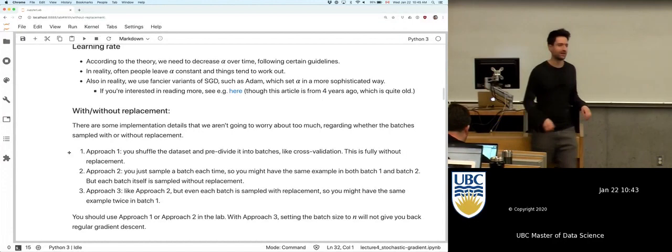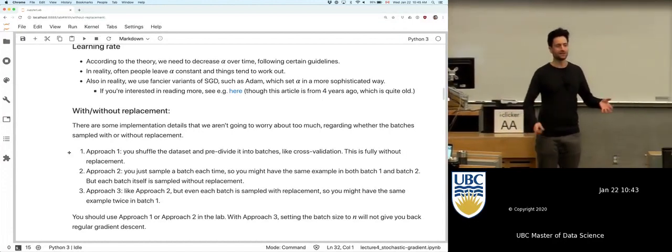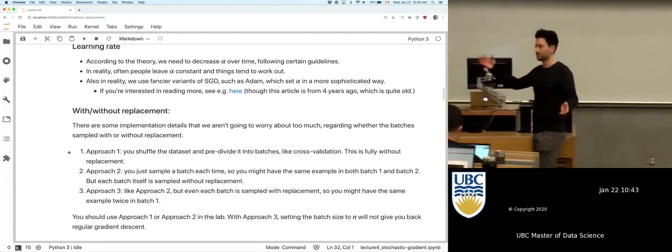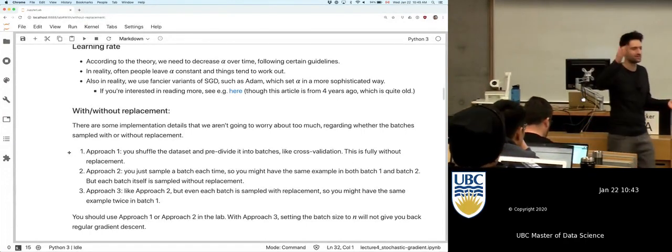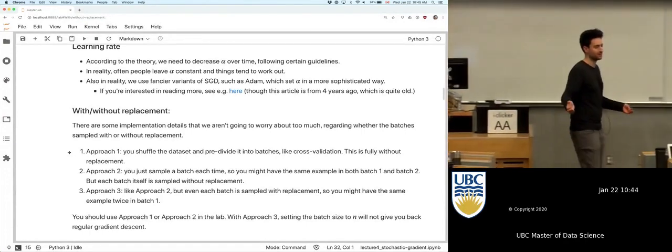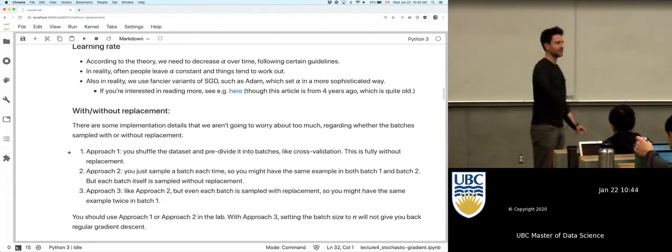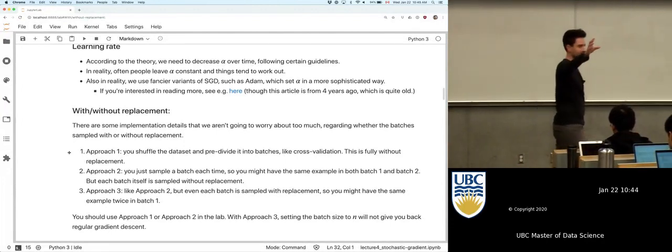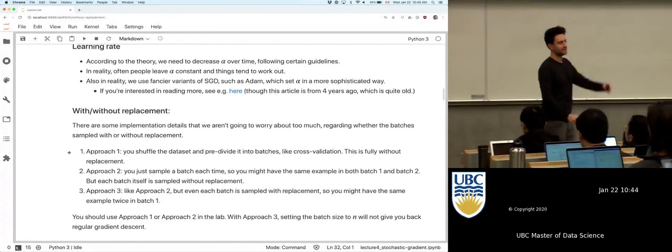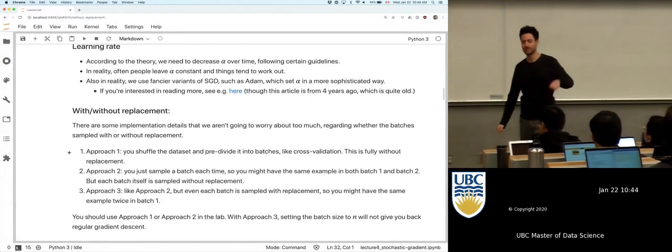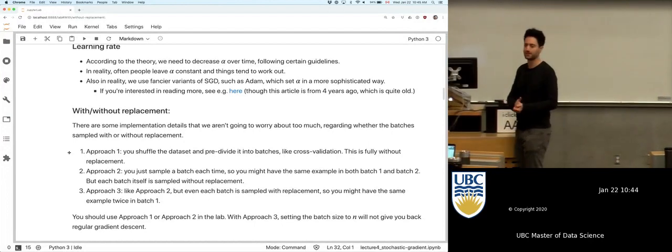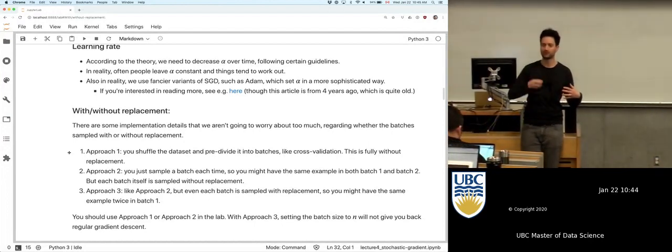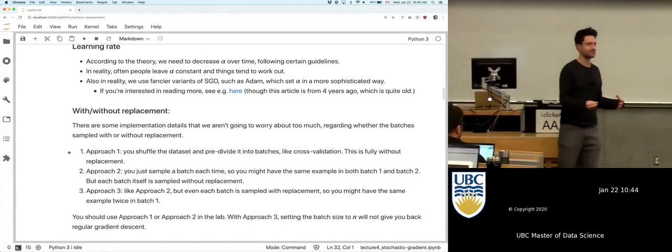If you have batch size 10 and n equals 1,000, that means you have 100 batches. You could think of dividing your data set into, now they're called batches instead of folds, but it's really the same thing. You could think of shuffling the data set and then saying, here's the first 1%, second 1%, third 1%, and then you just read out those batches one at a time. That's the completely without replacement version, in the sense that when you're done with one epoch, you've literally looked at each training example exactly once.